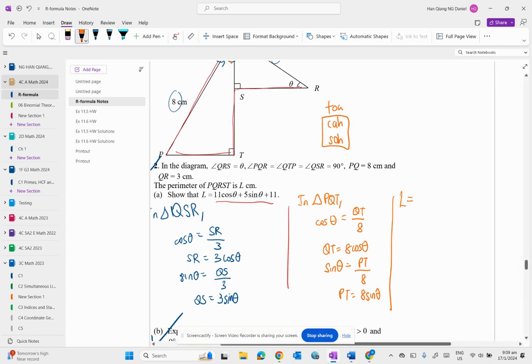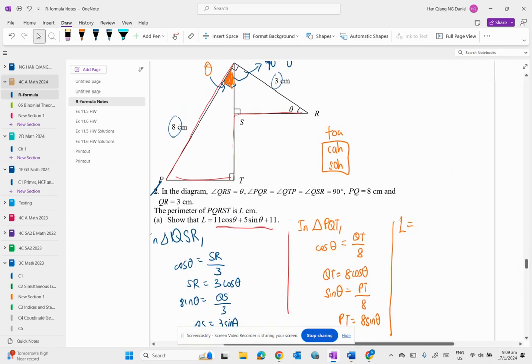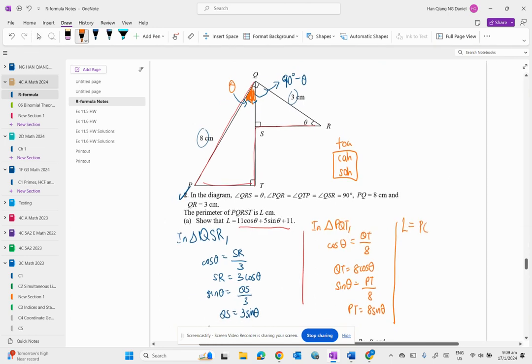Okay, so now L. Can you realize that L is actually equal to PQ plus QR plus SR. However, down here, this one here is actually QT minus QS. Can you see the blue one I highlighted now, the light blue here? This length is actually QT minus QS. Can you see? ST is actually QT minus QS. Are you with me? Can you see the longer length minus this one?